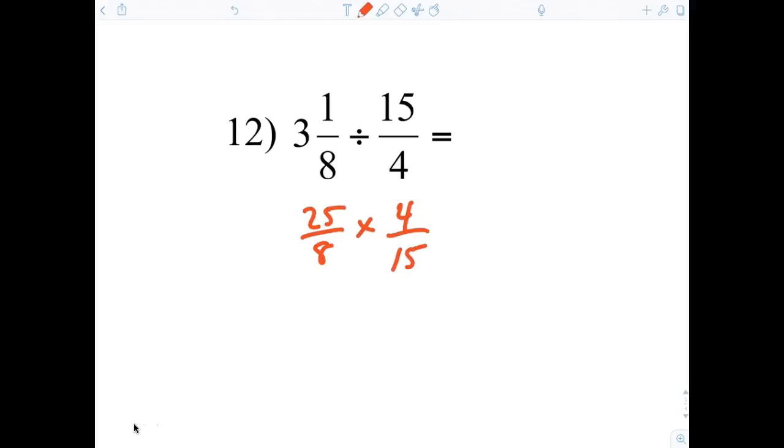Beautiful. What can reduce? You can reduce 4 and 8. You can do that 4 with 1 and 2. And then 25 and 15, you can do that by 5. Yep. 5 and 3. So it'd be 5 over 6. You're awesome. Perfect. 5 over 6.